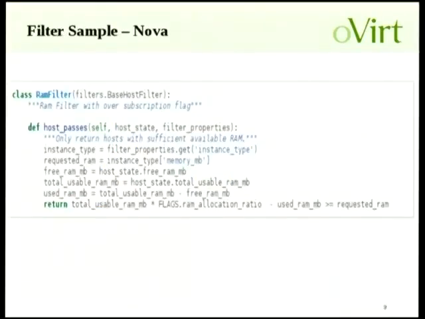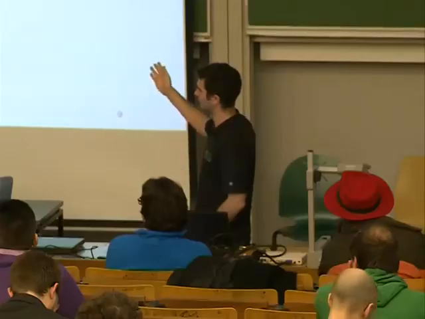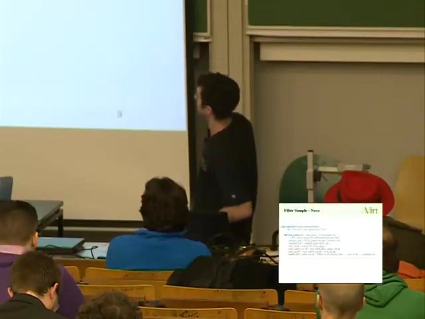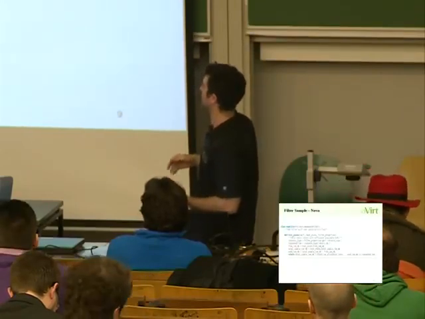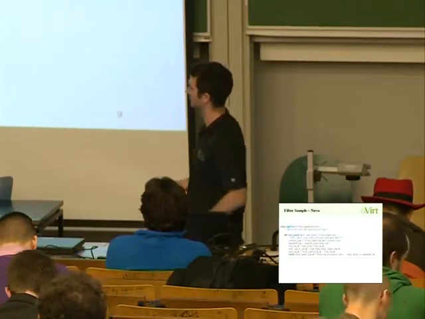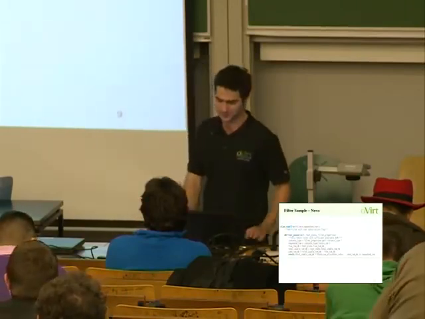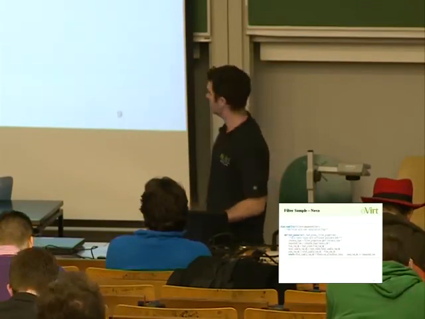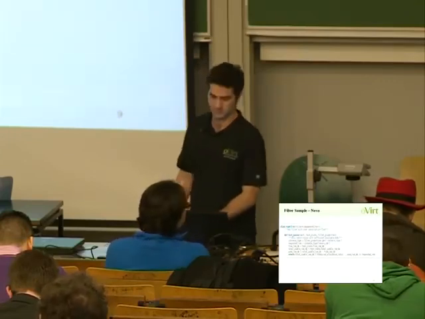Let's see a simple sample for Nova scheduler. This is a RAM filter written in Python. Basically, it's a very simple method that gets a single host's data and a set of properties, and then runs really simple code that decides whether this host stays in the scheduling process or is excluded from it, according to the requested RAM for that VM. Okay.